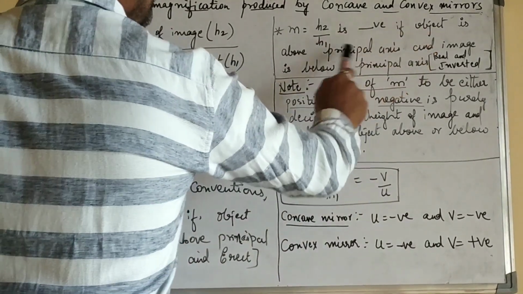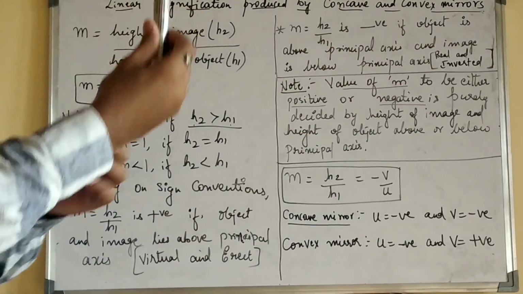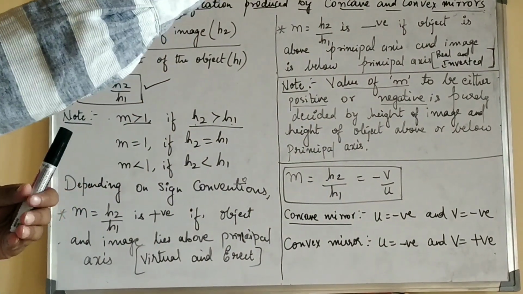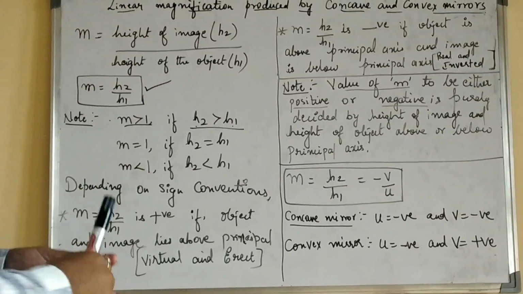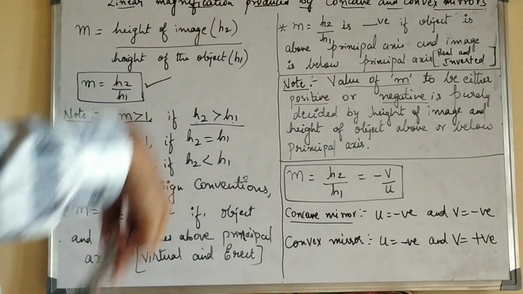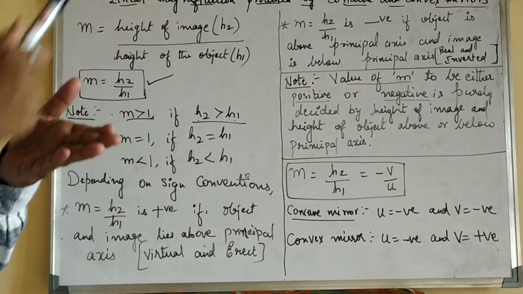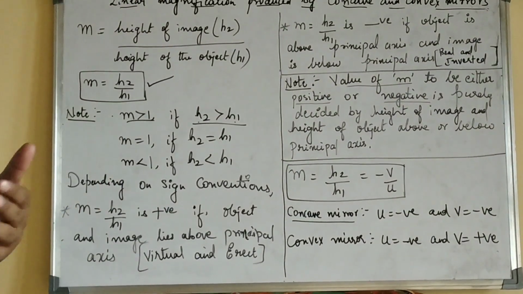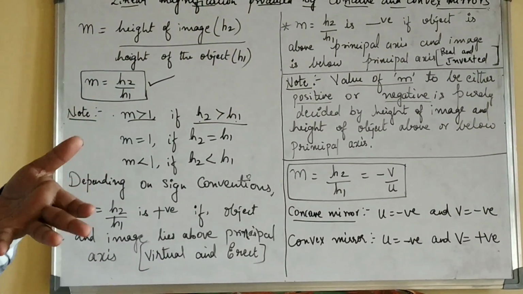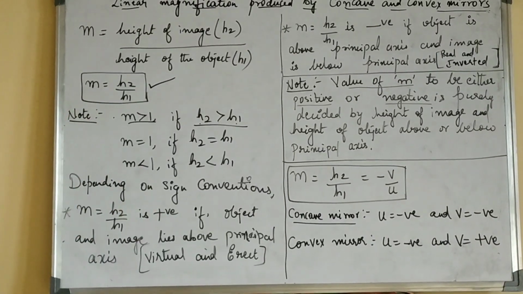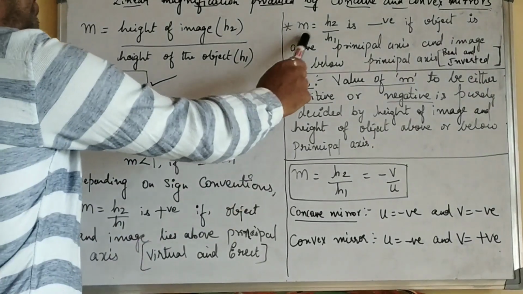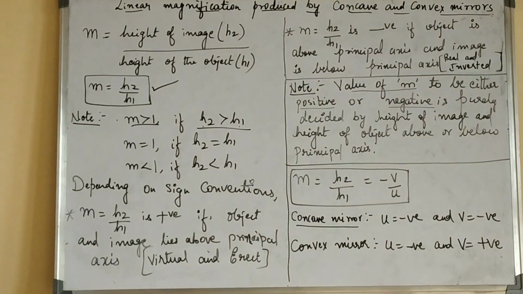If the object is above the principal axis, H1 is positive, and the image is below the principal axis. If the image is below the principal axis, it is negative. One quantity is positive, one quantity is negative, so the ratio results in a negative. That's why M, the magnification, is negative.